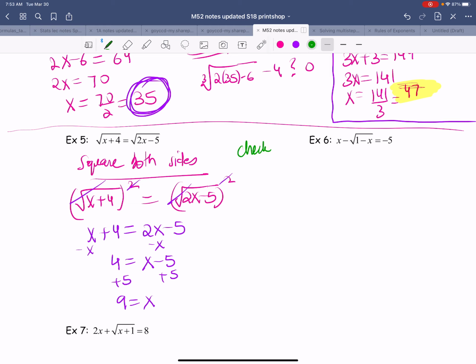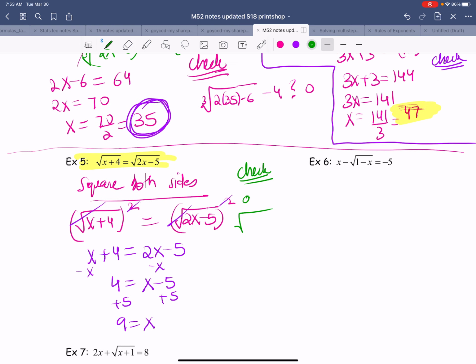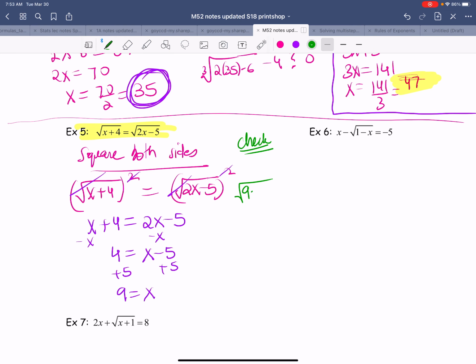Okay, so I'm going to go ahead and check. Always plug into the original equation, okay? When I do the check work, I'm going to plug into the original equation. I'm going to replace x's by 9. So 9 plus 4, is that equal to 2 times 9 minus 5? Let's check. 9 plus 4 is 13.